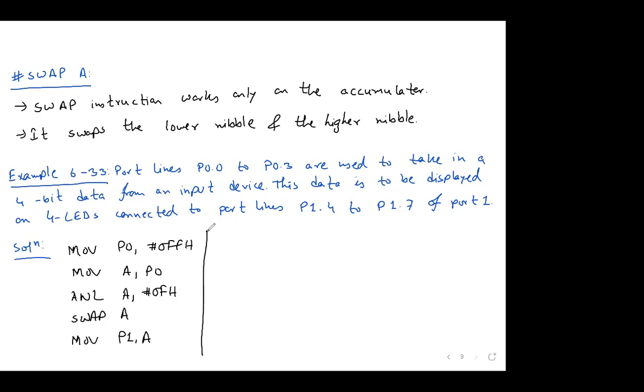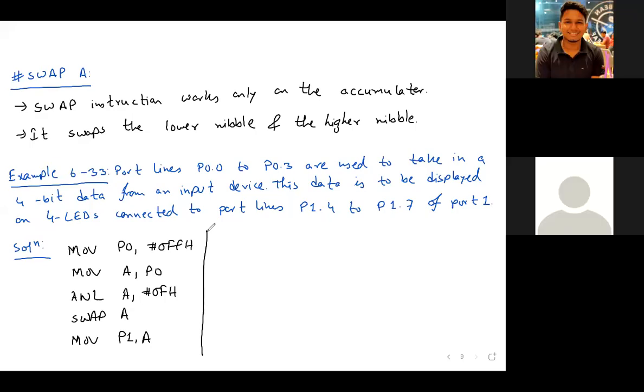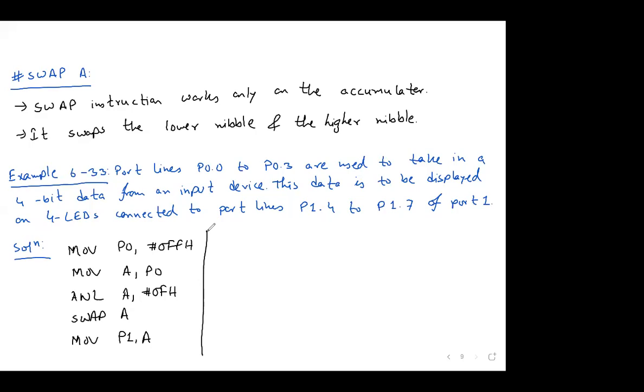Sir, what is the third line doing here? That was the question I was expecting. Anyone who can answer, what is the third line doing over here? ANL. Anyone? What is the purpose of this? Is it logical AND? Yes, it is logical AND that all of us can see. But what is the purpose of this line?